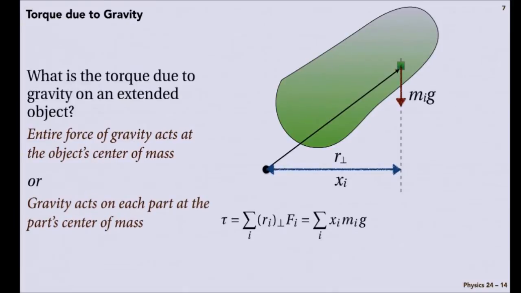So the torque would be the sum over all the little bits of mass. I'm only showing you one, of course, of r sub i perpendicular times F sub i. But it's gravity, so F sub i is m sub i times g. And as I mentioned, I'm going to use that direction to be the x direction. So I just sum over all the little bits of mass, and what matters is only the x component. I don't care about up and down. That doesn't affect the torque.